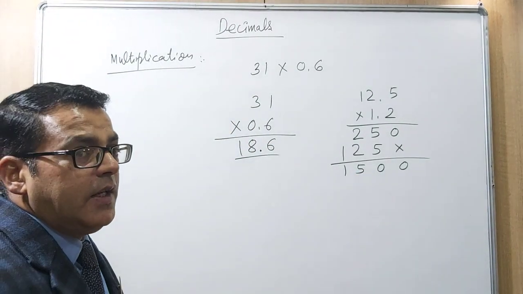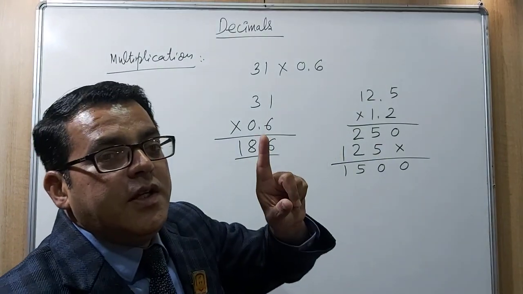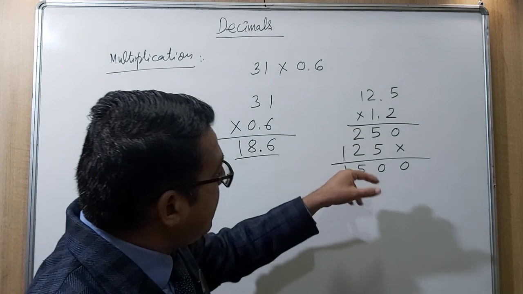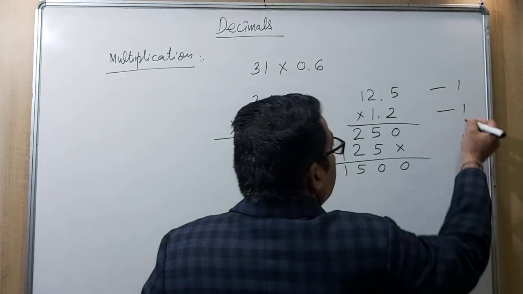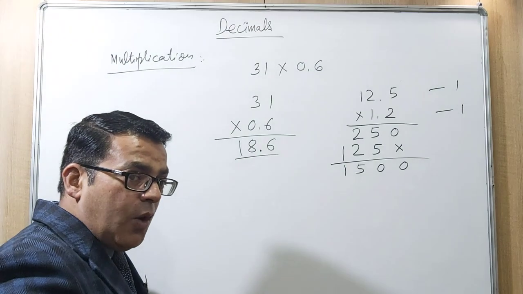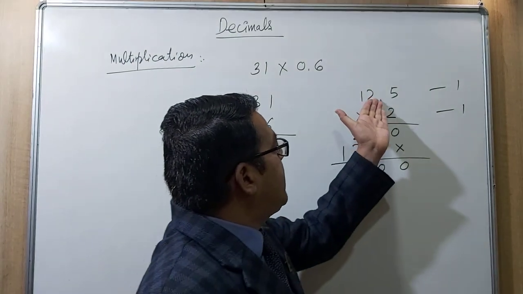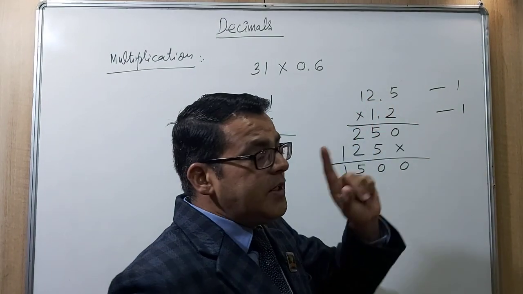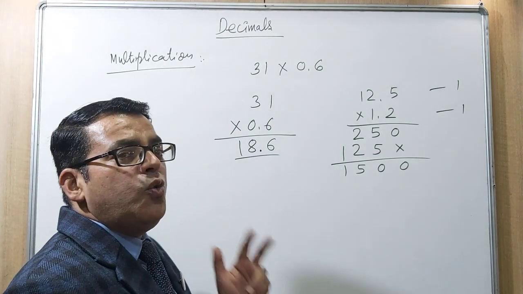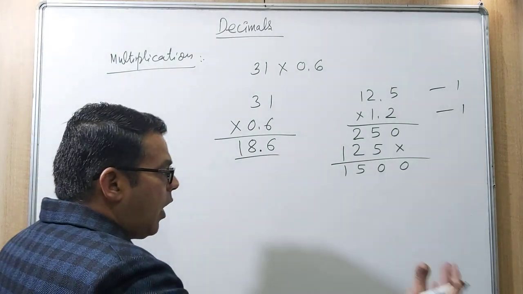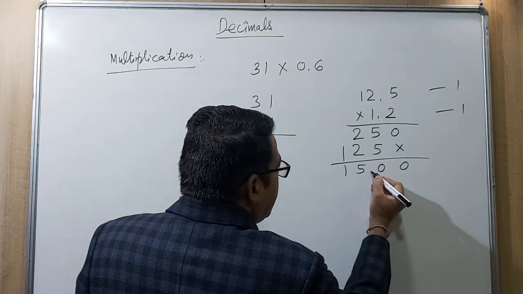Now see. In the first number after the decimal point one digit is there, that is 5, and in the second number, 1.2, also one digit is there. So here one digit, here also one digit. So you need to count how many digits are there in all. So after the decimal point we have 2 digits. So in our answer, after the decimal point, 2 digits should be there. So we count from right to left, 1, 2. So we'll put the decimal point here.